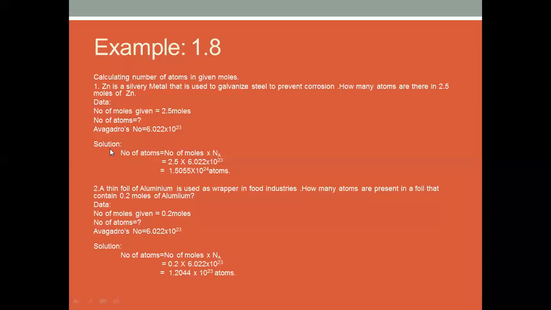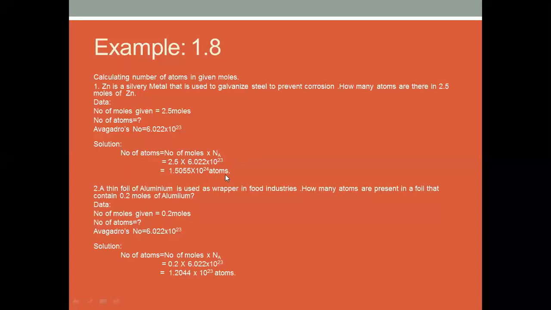Now solution, we will use the formula. Number of atoms is equal to number of moles into Avogadro's number. Number of moles given are 2.5. Avogadro's number is this. By multiplying these two values, we will get the answer: 1.5055 into 10 raised to power 4 atoms.